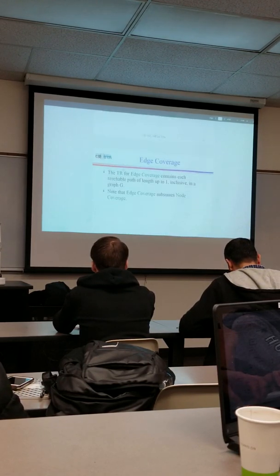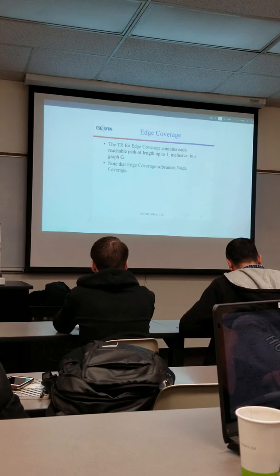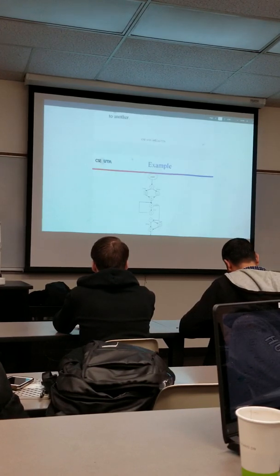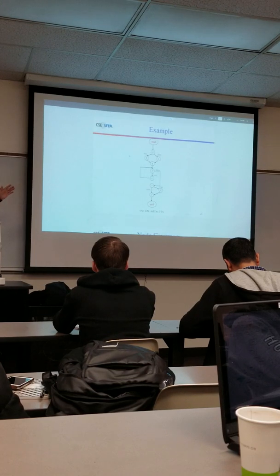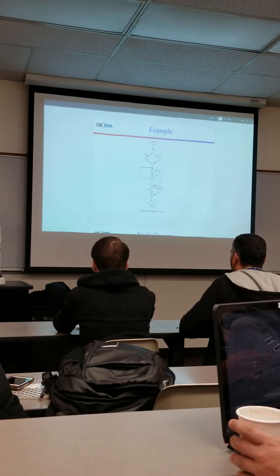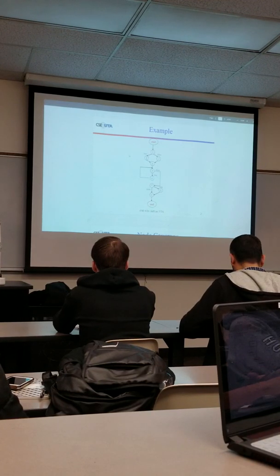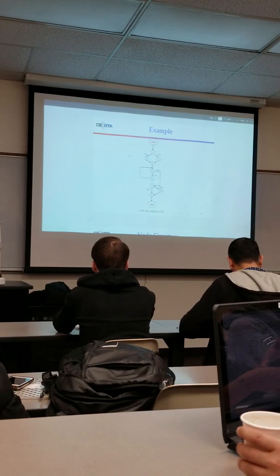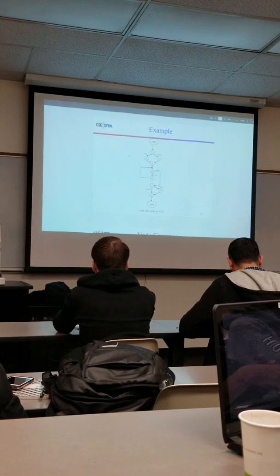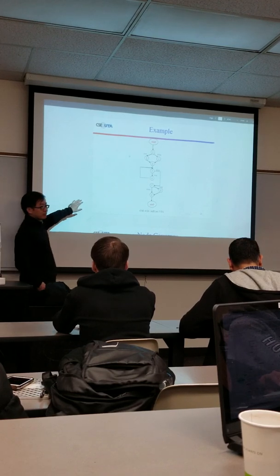And we also finished this slide, edge coverage. So if you recall, if you look at the control flow graph, each edge basically represents a branch. If you cover every possible edge, then you cover every possible branch. Okay. So every conditional statement you have in your program.